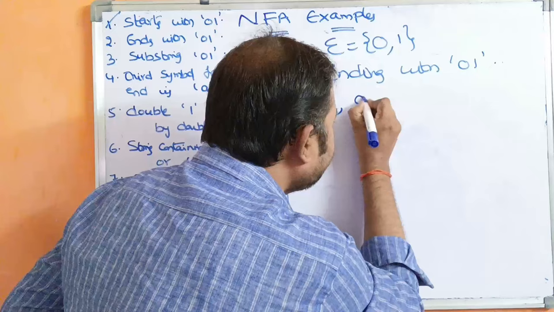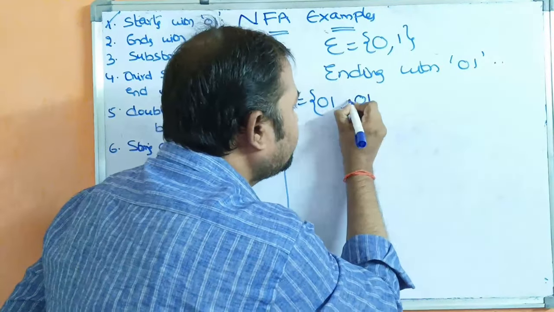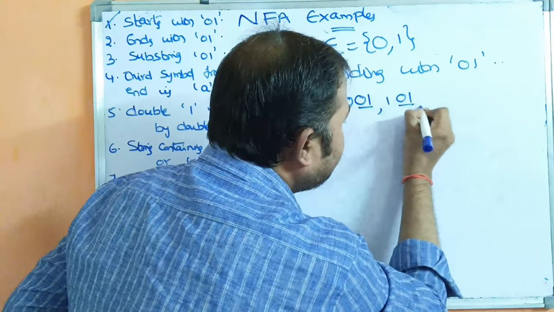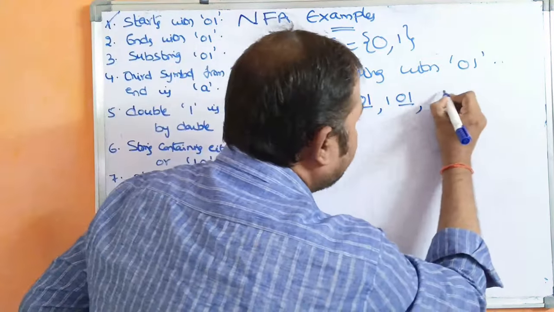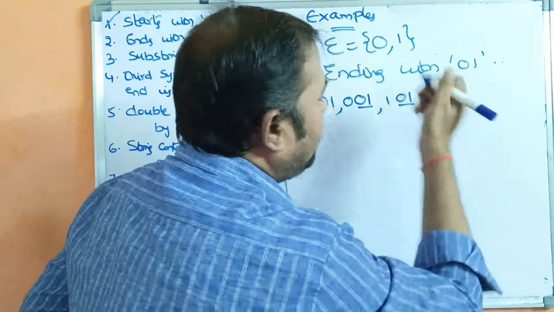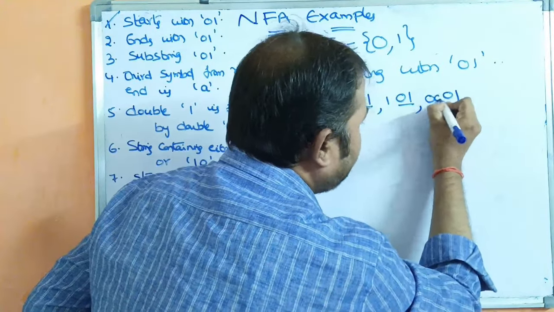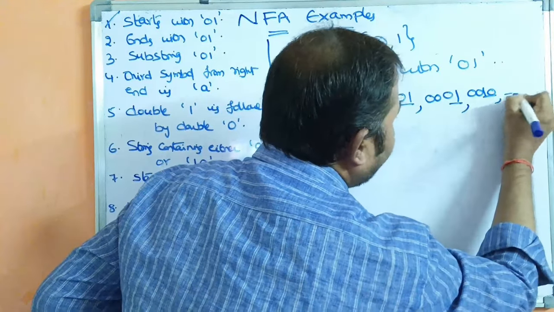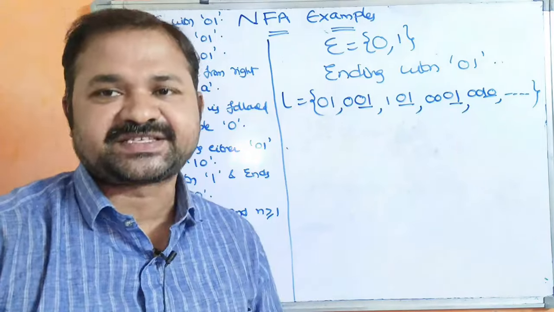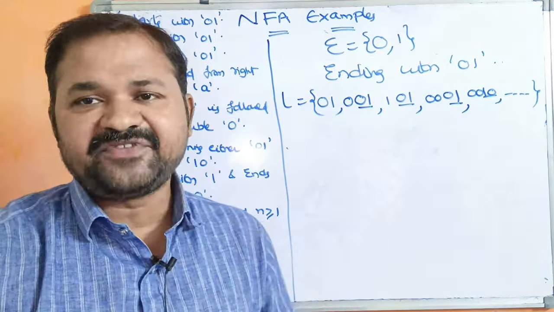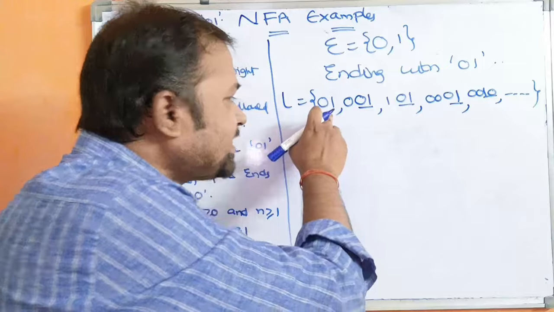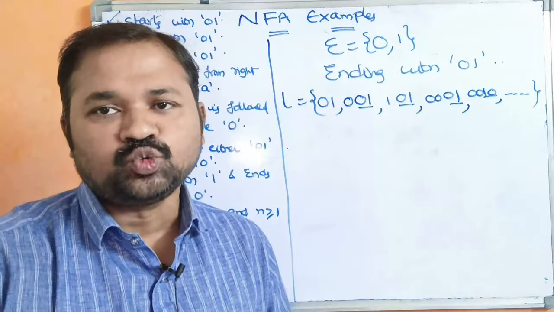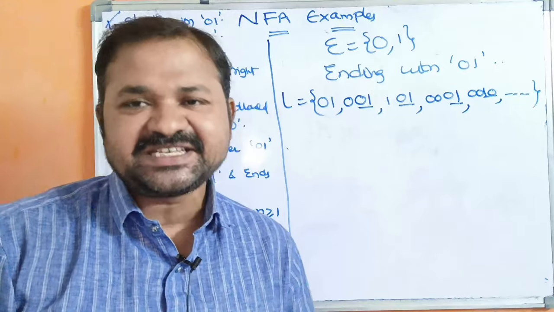So strings ending with 01. Before 01, we can have any number of zeros and any number of ones. There is no restriction on that. So let us take a string of length 2: 01. Next 001, 0101, 1001, 1101. Likewise, we can have n number of strings. Now let us design the NFA. Here the minimum string is 01, so the length of the minimum string is 2. So we require 2 plus 1, 3 states.